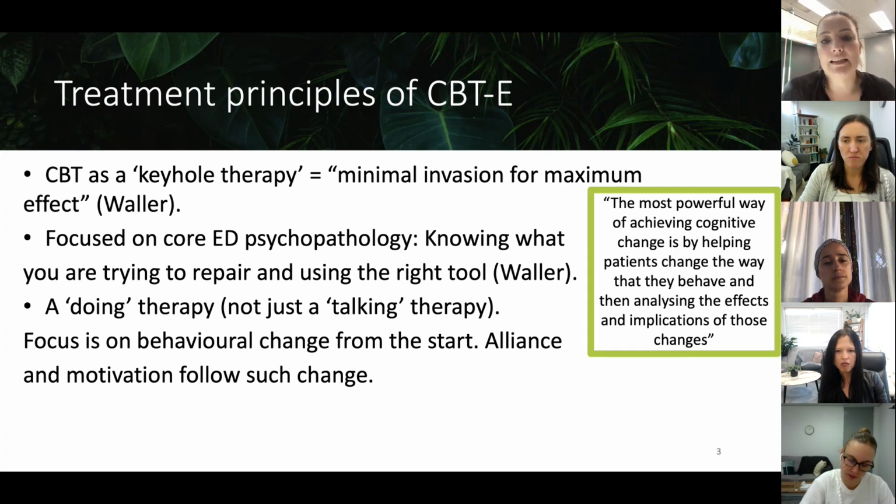This is a little quote from the CBT-E manual. Fairburn says, "The most powerful way of achieving cognitive change is by helping patients change the way that they behave and then analysing the effects and implications of those changes."